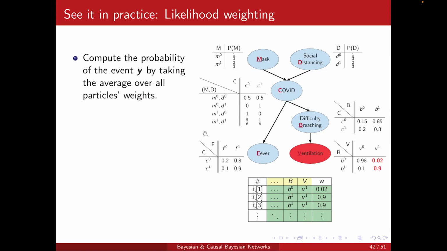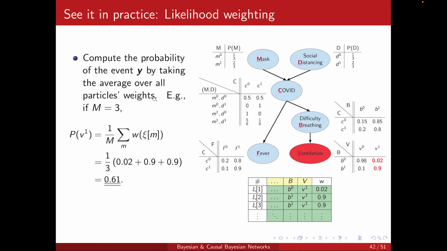And once I have this, I can compute the probability of the event y as before. So here I have, for example, 3 particles, and the answer will be 1 over m times the summation of the number of times that the event of interest happened. But here, all of these are the event of interest, right? So I need to consider the weight. Rather than saying how many times, I need to say how many weights, kind of. So for the first one 0.02 plus 0.9 plus 0.9, and the final answer will be 0.61.